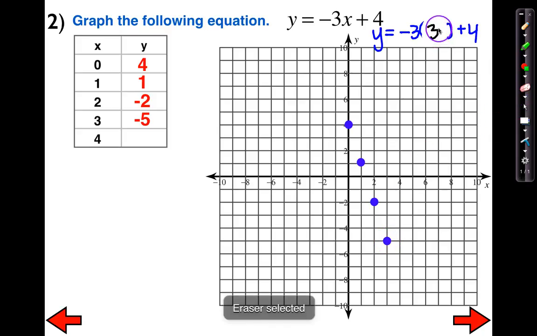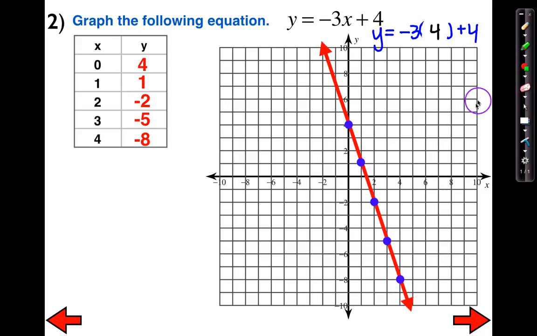Last but not least, well, what if x equals 4? Let's plug that in. Y would be negative 3 times 4, which is negative 12, plus 4, which gives you negative 8. So plotting this point, I'm going to go over 4 down to negative 8, and I'm going to draw my line to extend it through completely.